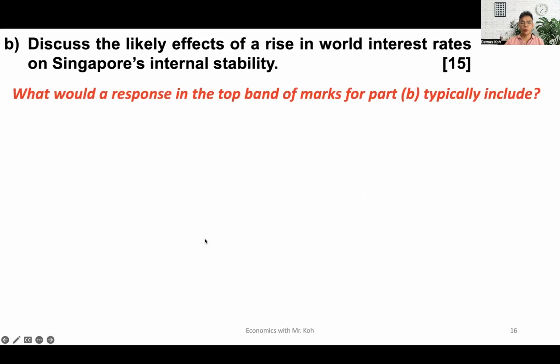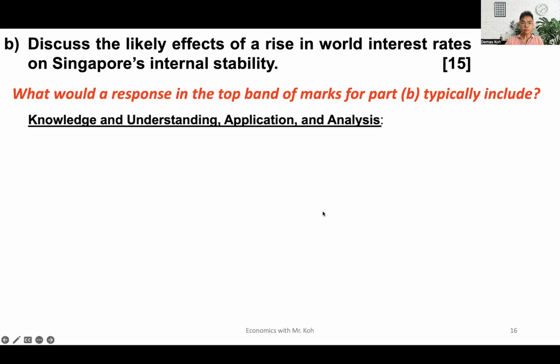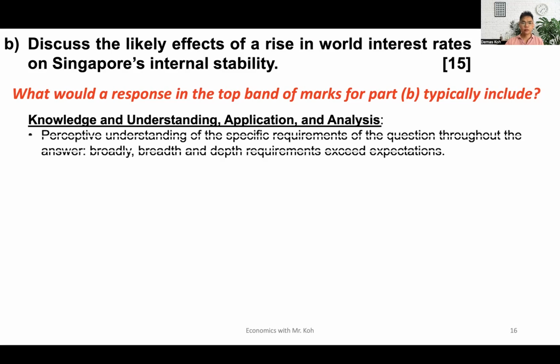Before I go over the content proper, I would like to remind my students of some of the band descriptors that I would expect to see in a response at the top band of marks. Remember, this is impression marking via the levels of response mark scheme and not point marking. Under knowledge and understanding, application and analysis, I would expect candidates to have perceptive understanding of the specific requirements of the question throughout the answer.